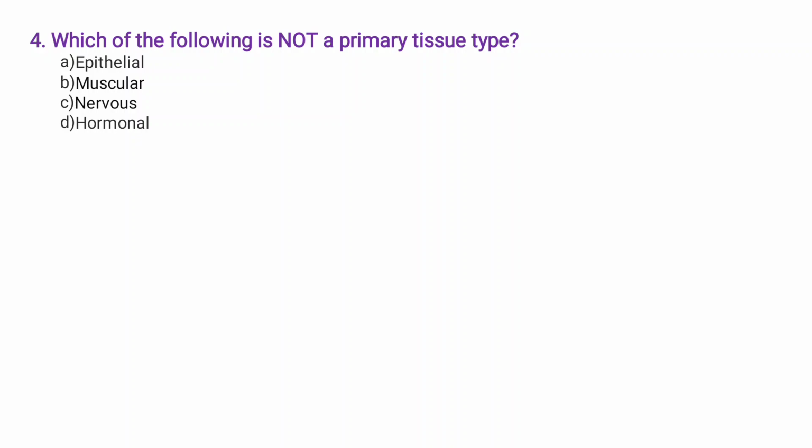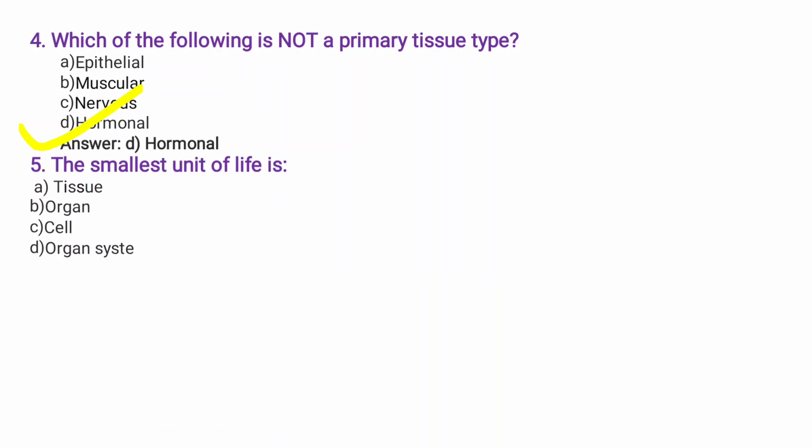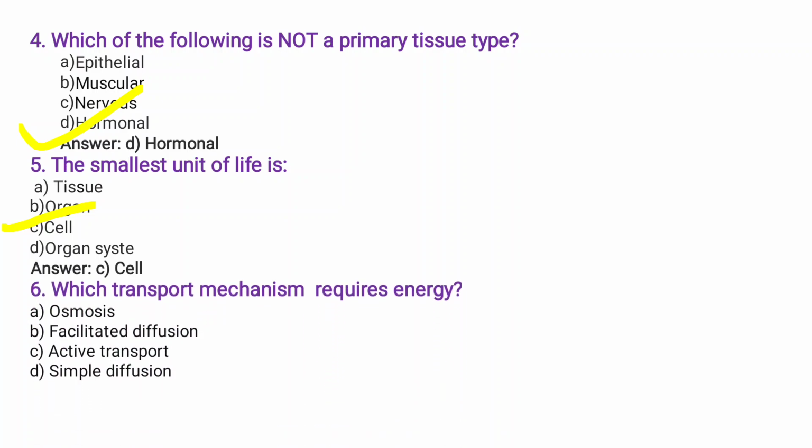Next, which of the following is not a primary tissue type? A, epithelial, B, muscular, C, nervous, and D, hormonal. Epithelial tissue is there, muscular tissue also, nervous tissue also, but D, hormonal, is not. So D is the correct answer. Next, the smallest unit of life is A, tissue, B, organ, C, cell, and D, organ system. So C is the correct answer. Cell is the smallest unit of life.